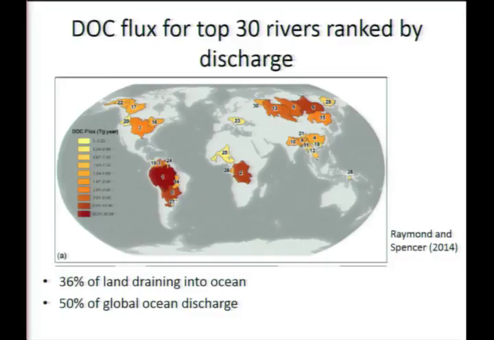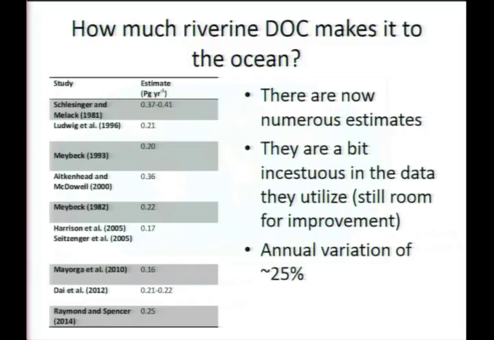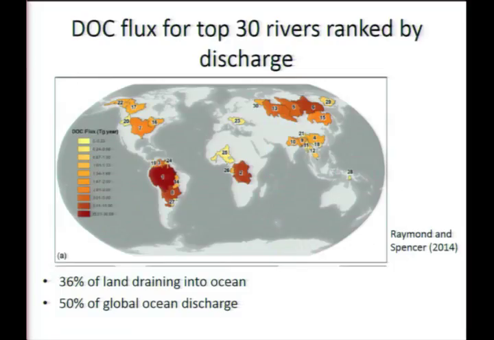And this is a figure that Rob put together where he tried to collect as much data as he could from some of the large rivers in the world, which is one of the ways we came up with this number here. And you can see that if you do this, you have about 36% of the land draining into the ocean and about 50% of the global ocean discharge.